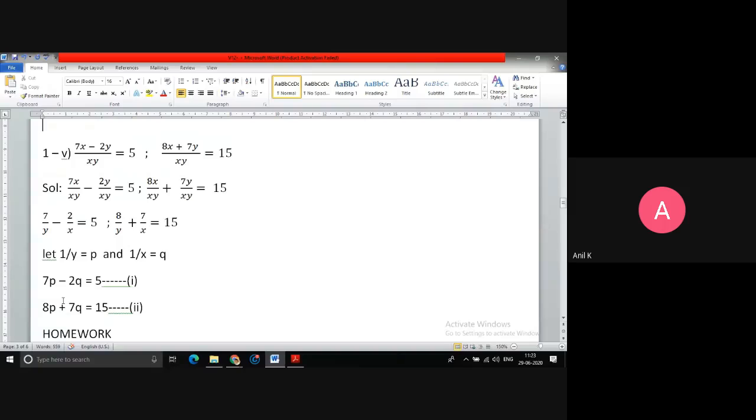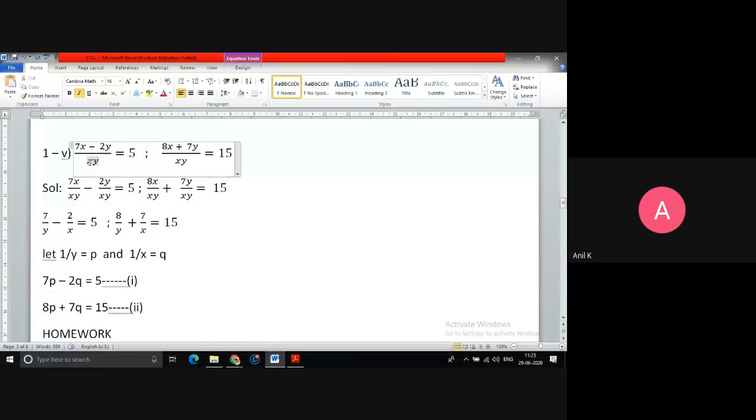Now the fifth question will come here. The question looks a little bit dangerous, but it is much easier to solve. Look at the equations here. You have (7x minus 2y) upon xy equals 5, and (8x plus 7y) upon xy equals 15.